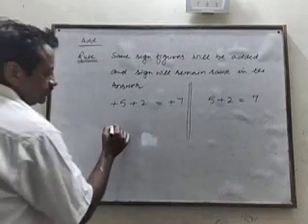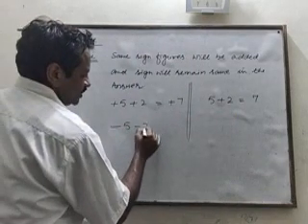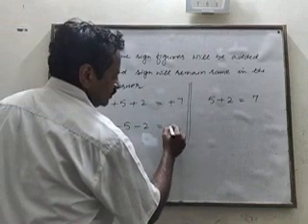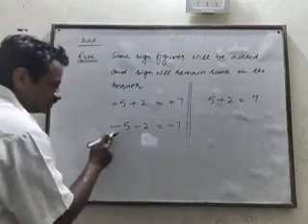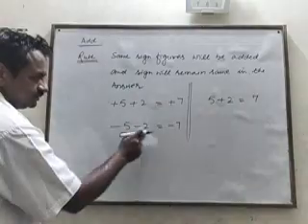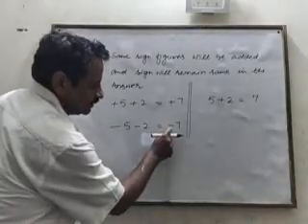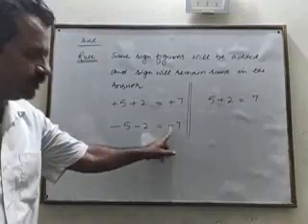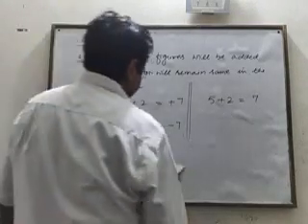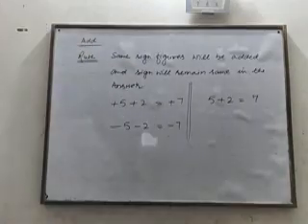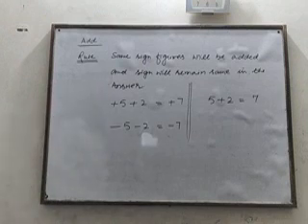Similarly, minus 5 minus 2 will be equal to minus 7. Same sign figures will be added, and the sign will remain the same in the answer. The sign will be minus. Clear? So this is how we will do it manually.